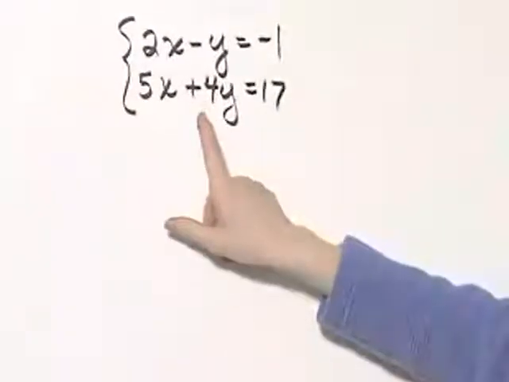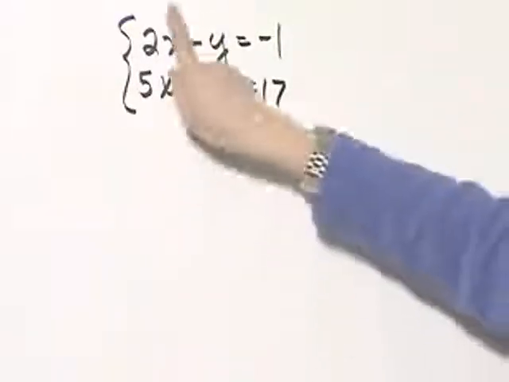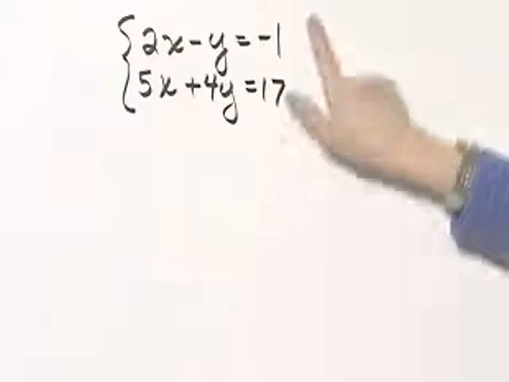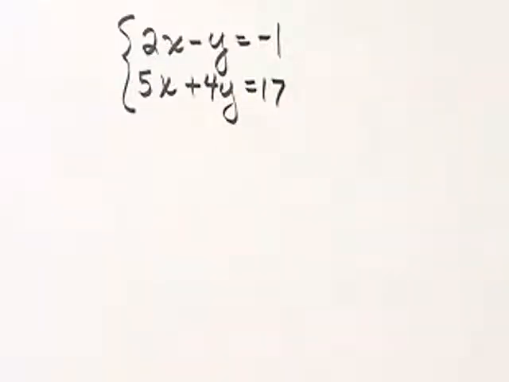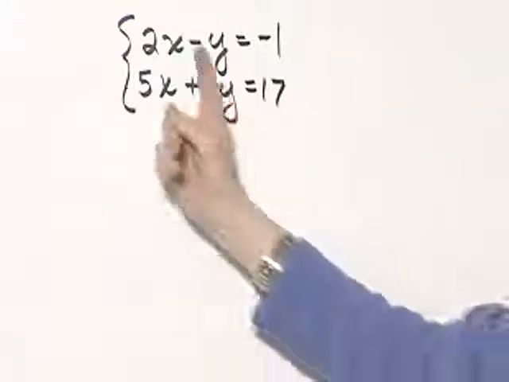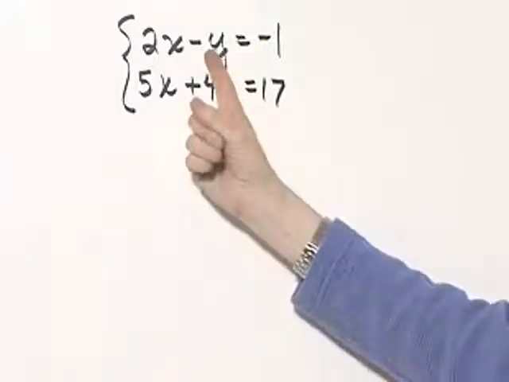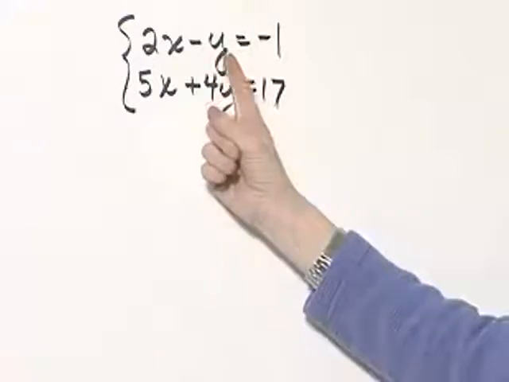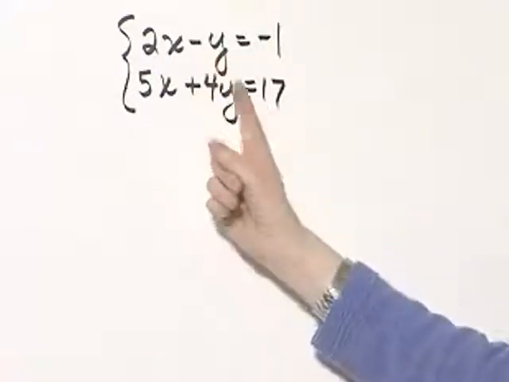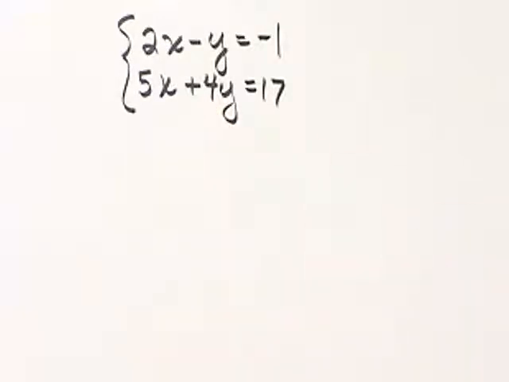If we want to solve by elimination or addition, and I believe I will because notice the x's are lined up, the y's are lined up, and the constants are lined up, I want to multiply one or both equations so that the coefficients of the x's are opposites of each other or the coefficients of the y's. Now notice if I multiply the first equation by 4, this coefficient is negative 4, this coefficient is 4, and I do have opposites of each other.